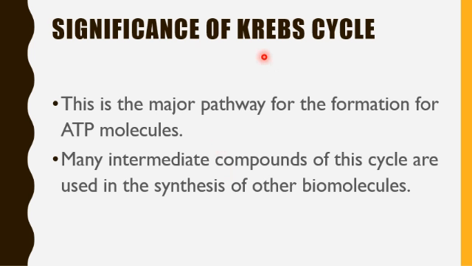Significance of the Krebs cycle. This is the major pathway for the formation of ATP molecules, and many intermediate compounds of this cycle are used in the synthesis of other biomolecules like amino acids, fatty acids, and their building blocks or the macromolecules like proteins. So this is a very important cycle, very important from the examination point of view. Please go through this, copy it out, practice the cycle again and again for your exams.